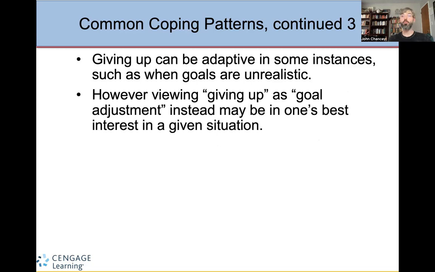Obviously, giving up smoking. If you're someone who is like, hey, I'm a smoker and I don't know what to do. Well, I would say number one, give up. That is the perfect time to give up.